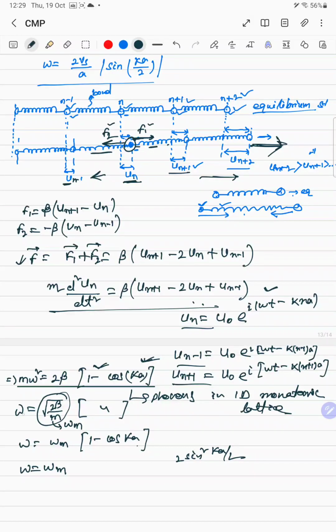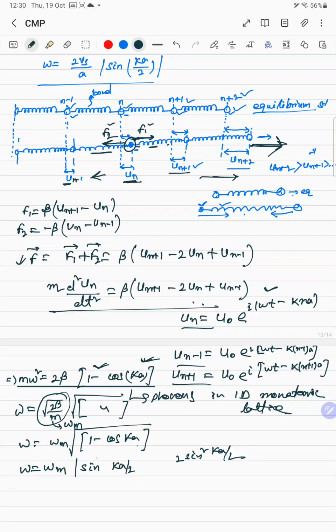Okay, there is a little mistake. So omega equals root over twice beta by m, and the root of this quantity also. So omega will be omega m root over 1 minus cos ka, and 1 minus cos ka will be 2 sin square ka by 2. It will finally take the form omega m, and I will use modulus of sin ka by 2.